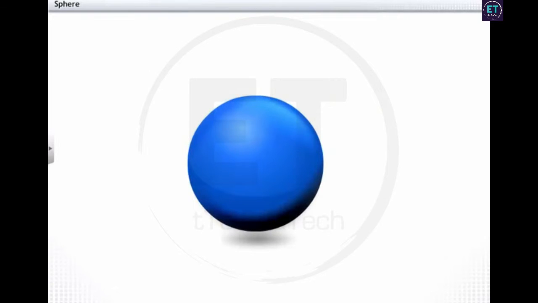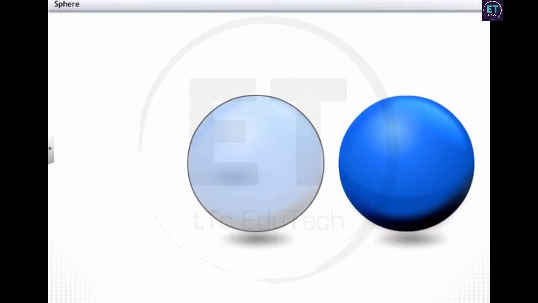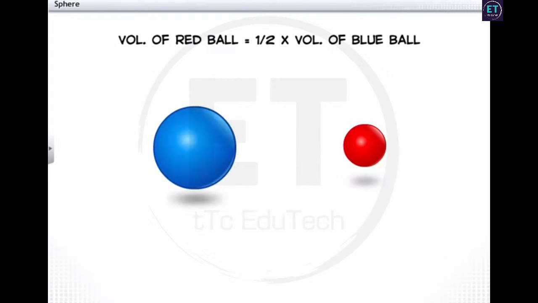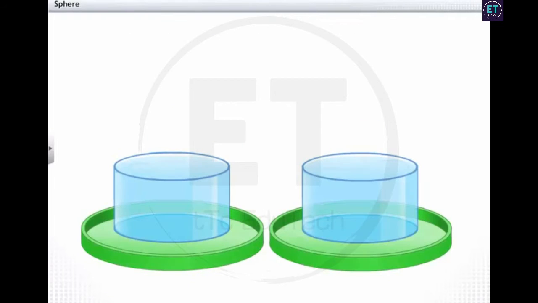Next, we learn about the volume of a sphere. What do we mean by the volume of a sphere? The space occupied by the sphere in space is the volume of the sphere. In order to understand the concept of volume better, let us perform an experiment involving two balls. See the two balls. Can you see that the volume of the red ball is exactly half of the volume of the blue ball? Let's try out an experiment.